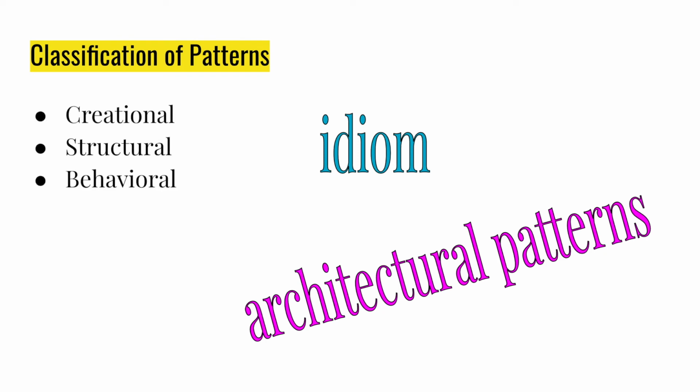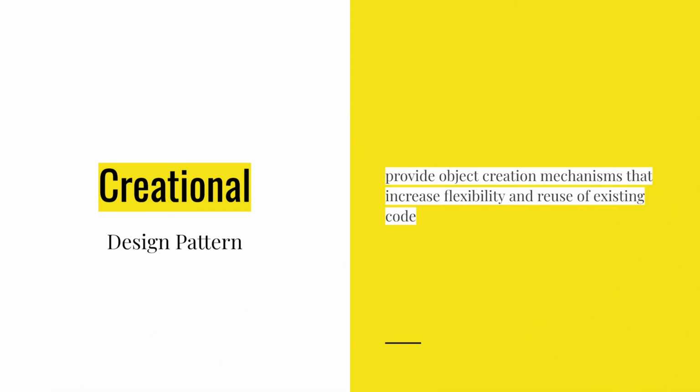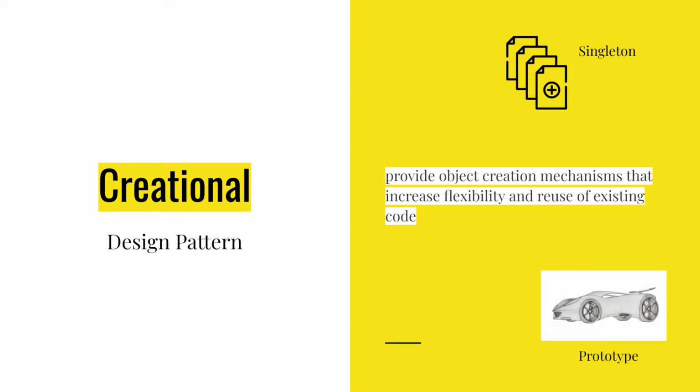In addition, all patterns can be categorized by their intent or purpose. The three main groups of patterns are creational patterns, structural patterns, and behavioral patterns. Creational design patterns provide object creation mechanisms that increase flexibility and reuse of existing code. Example patterns are singleton, prototype, builder, abstract factory, and factory method.